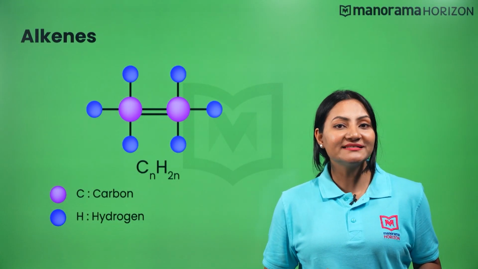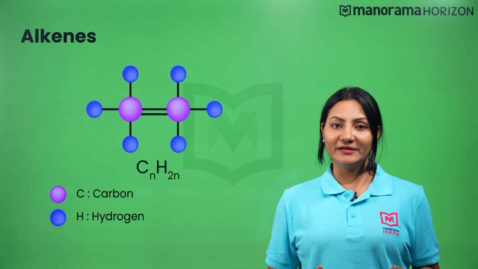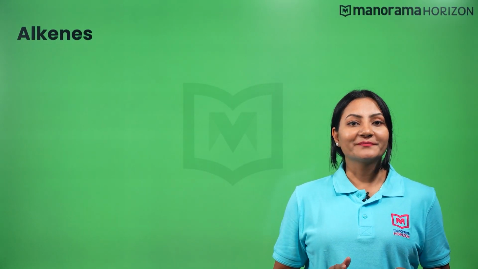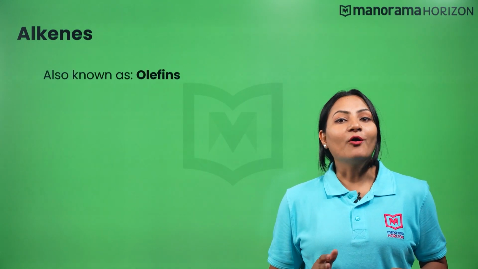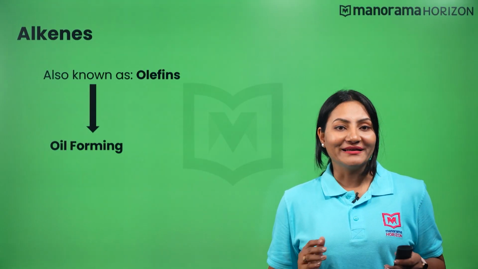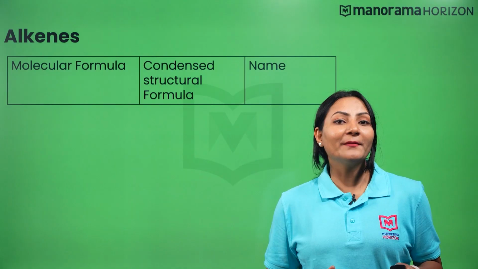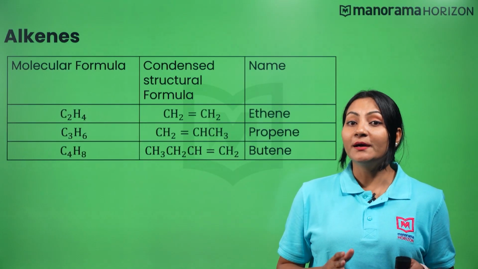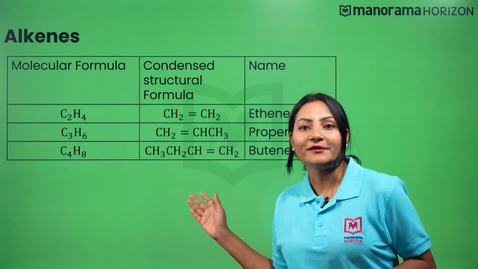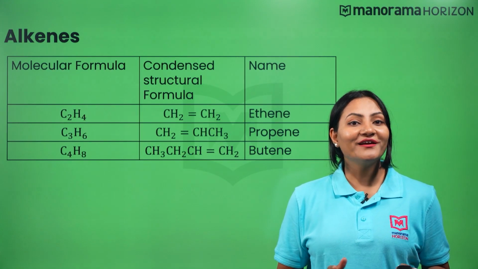Alkenes are unsaturated hydrocarbons which contain a carbon-carbon double bond in their molecules. Alkenes are also called olefins, which means oil forming. Ethene is the first member of this family, followed by propene, butene and so on. Now, let's discuss the structure of alkene.